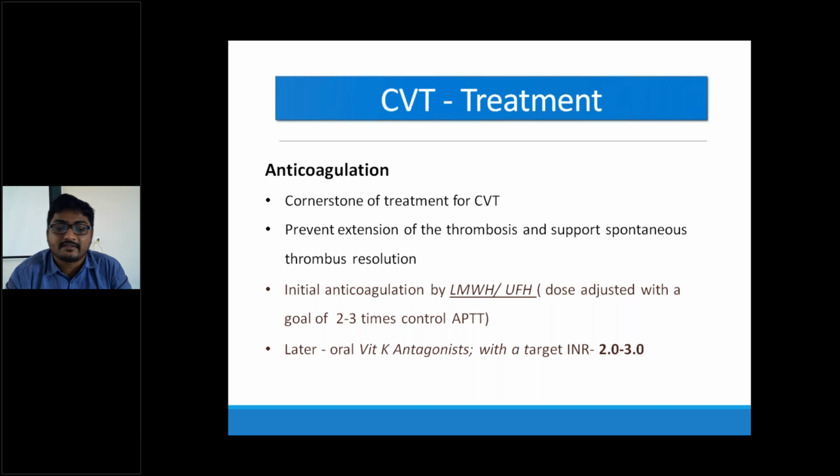What are the factors promoted by this vitamin K? What is the drug? Warfarin, right? So when you are giving warfarin, the INR should be maintained at 2 to 3. Okay.